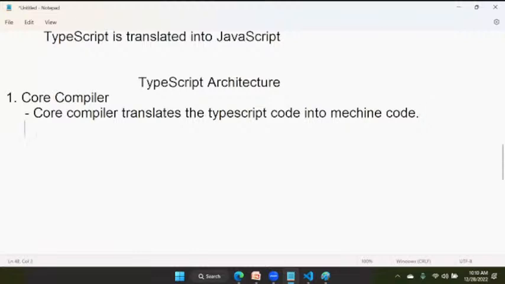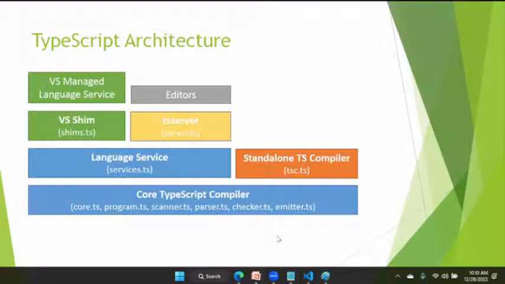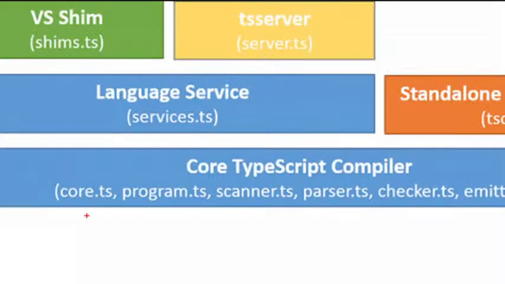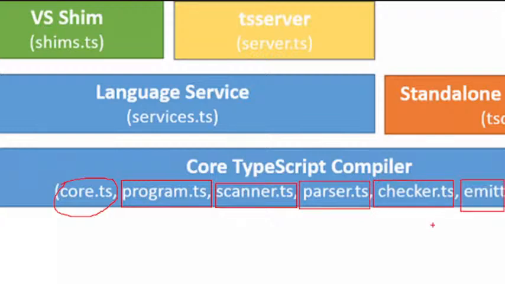In this, a lot of components are present. You can see inside this core compiler, you can observe there are so many files. There is core.ts, program.ts, scanner.ts, parser.ts. TS means TypeScript. Checker.ts, emitter.ts. Like this, we have some files. Actually, these files are present inside the compiler. They are responsible for handling different things.